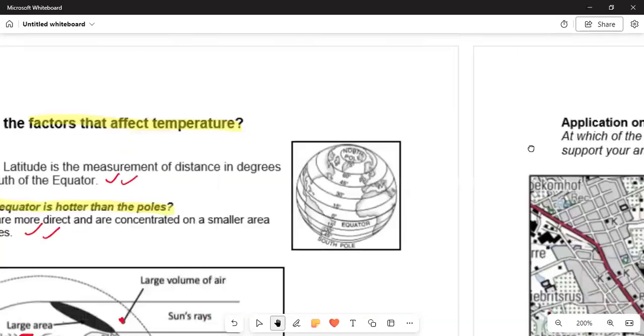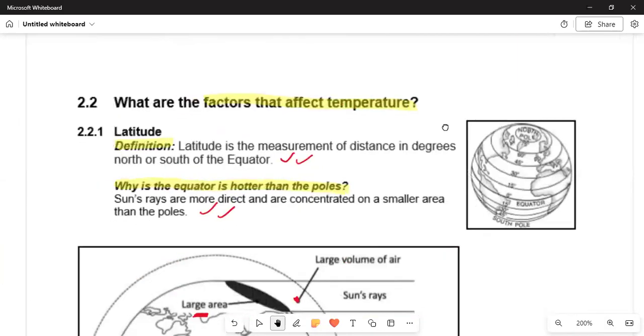All right. We have some other important work, 2.2, now. And here we are going to discuss what are the factors that affect temperature. So one is latitude, it is affecting the temperature. And what is latitude? The definition, we are saying that latitude is a measurement of the distance in degrees, north or south of the equator. You get your 2 marks. Why is the poles? These are north pole and south pole.